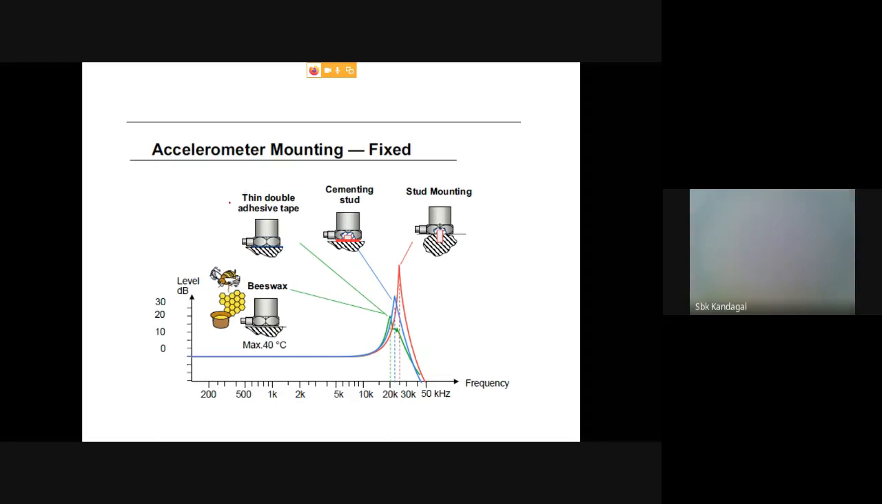The accelerometer can be mounted in a variety of ways. One can use beeswax if it is in a laboratory and less than 40 degrees centigrade. At moderate temperature, double-sided adhesive tapes also can be used. But when the temperature is quite high, and you are using a lot of sensors, it is better to use threaded studs. Sometimes you can use a magnet also. But if the vibration is quite severe, it is better to use the stud ones. Use the stud mounting such that it doesn't come out and fall off.